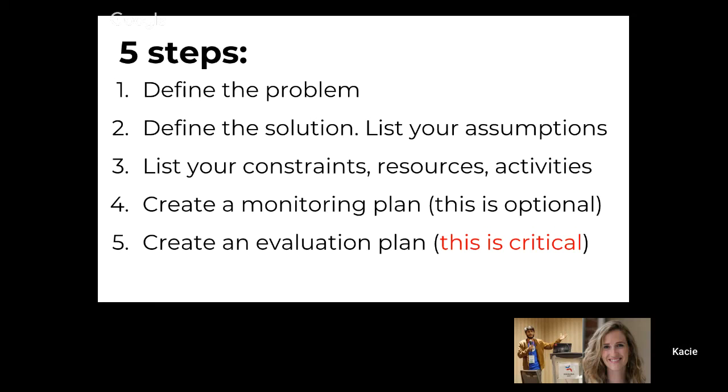Three, list your constraints, resources, and activities. Those are things that would limit you, or things that you can't change or work around, the resources that you have access to, and the activities that you would need to do to complete the project.